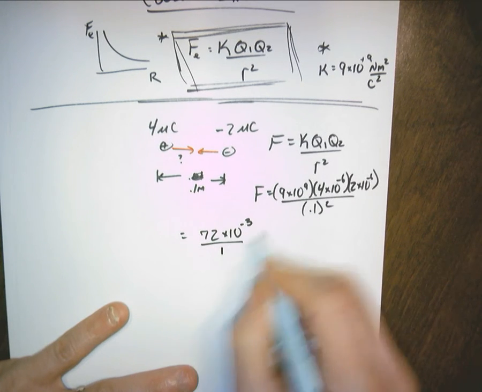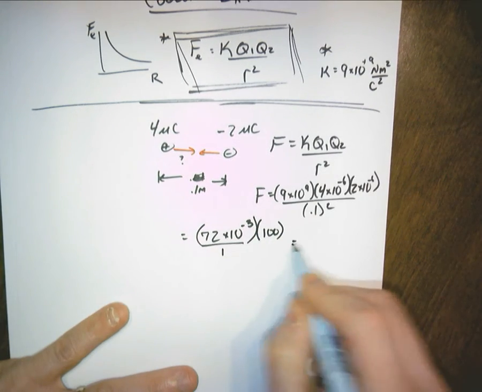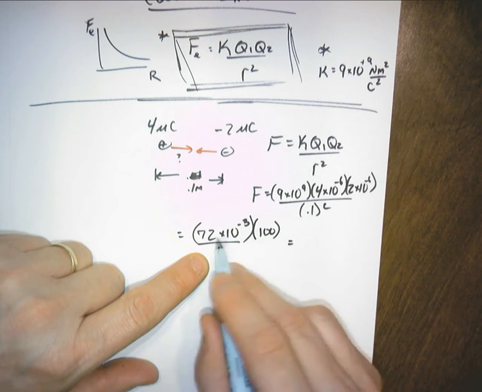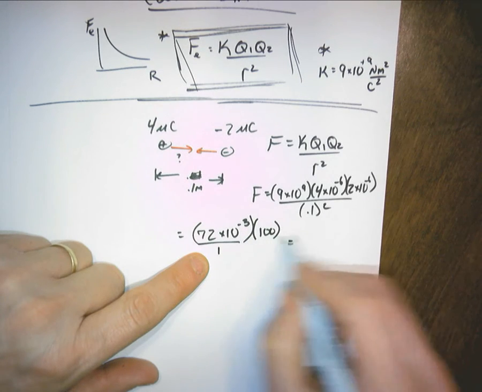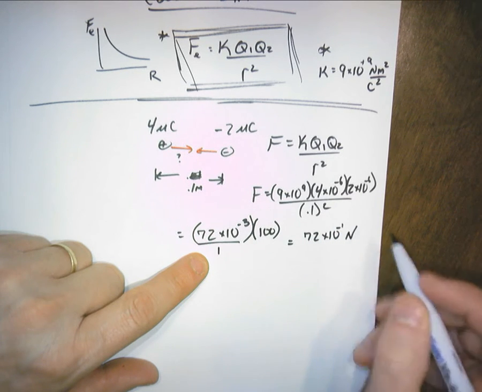So I have 1/100th. So by my math, this ends up being 72 times 10 to the -1 newtons.